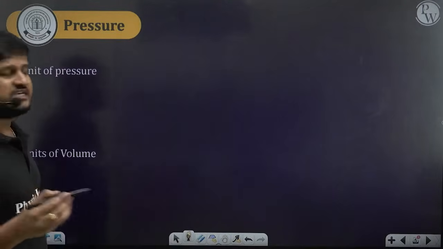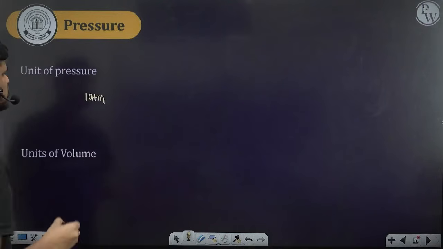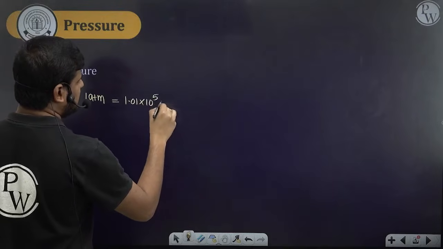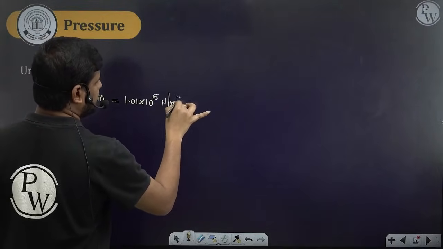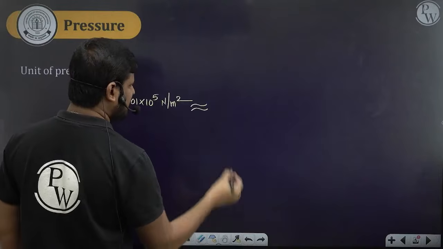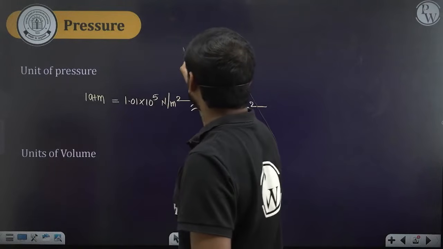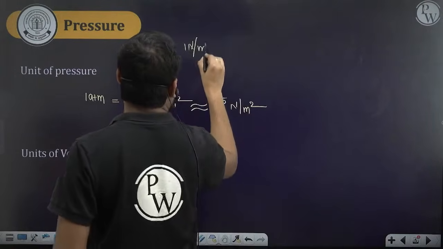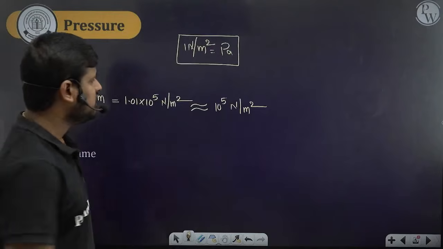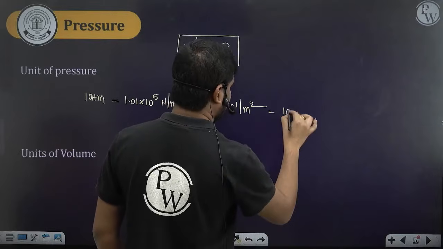Pressure, such as atmospheric pressure, is generally measured in ATM. 1 ATM is equal to 1.01 × 10^5 Newton per meter square, or approximately 10^5 Newton per meter square. 1 Newton per meter square is nothing but the Pascal. So we can also write it as 10^5 Pascal.